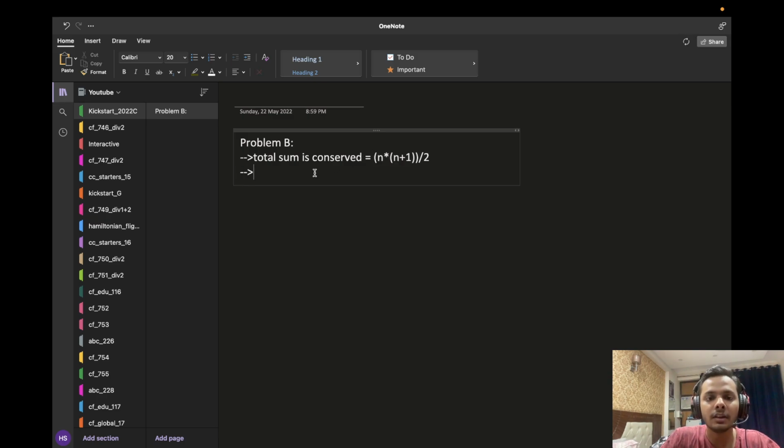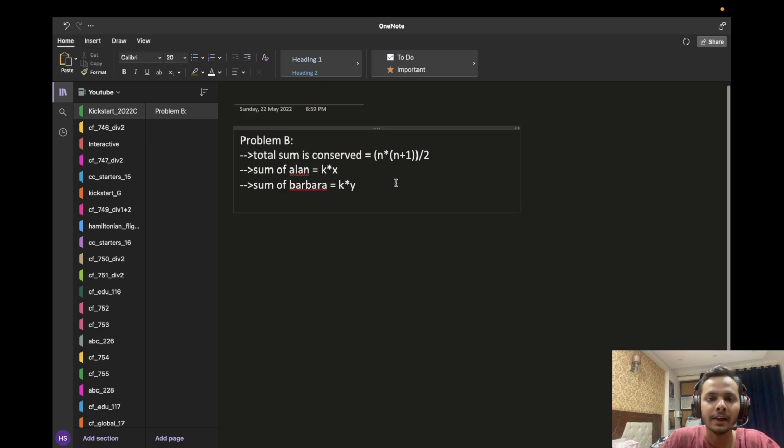Now we know that for Alan and Barbara to have the ratio of sums equal to x by y, the sum of Alan will look like some number k times x. Similarly, the sum of Barbara will look like some number k times y, and if that is the case, then the ratio of their sums becomes equal to x over y. But we know that the sum is conserved, which is n into n plus 1 upon 2. So we can say that k times (x plus y) is exactly equal to this number n into n plus 1 upon 2.